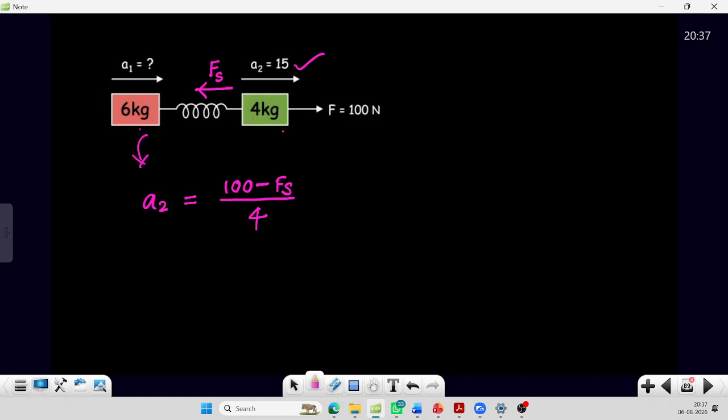The A2 value is given as 15. So 15 into 4 will be equal to 100 minus Fs. Then how much will be the Fs? That is 100 minus 60. So the spring force is 40 newtons.